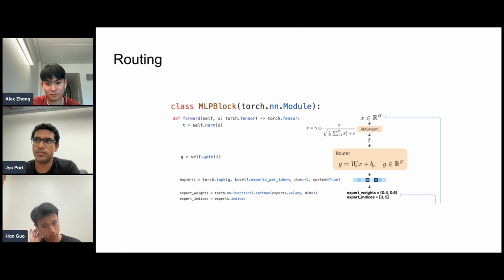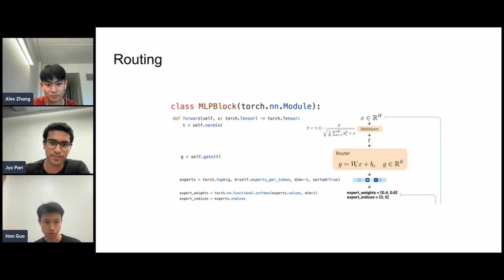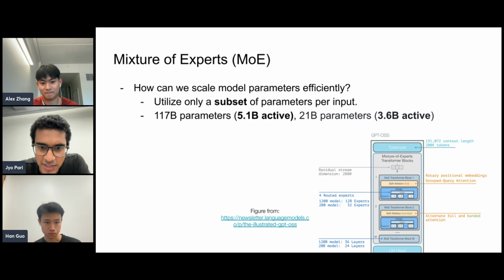even in training time, each token, if it's routed to a subset of experts, it's not routed to all the experts, right? So you do also save some compute there. We can go one slide back. Yeah, and you can just see in this picture here that in the GPT-OSS model, every token is going to be routed to a subset of 4 experts, right?